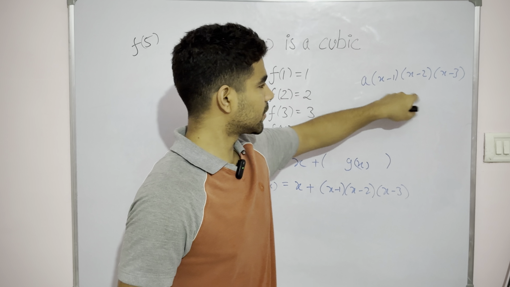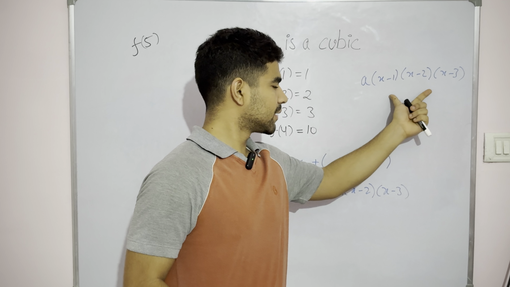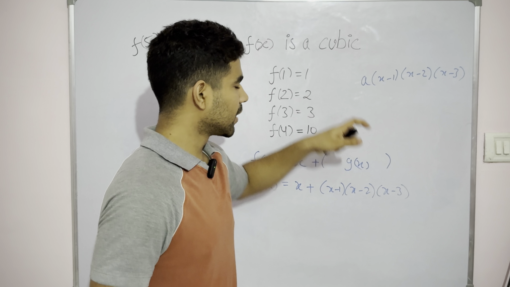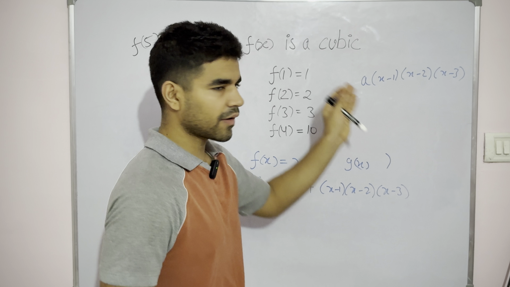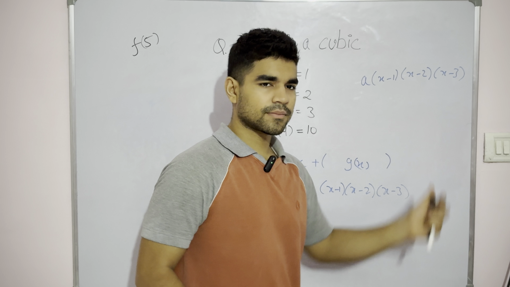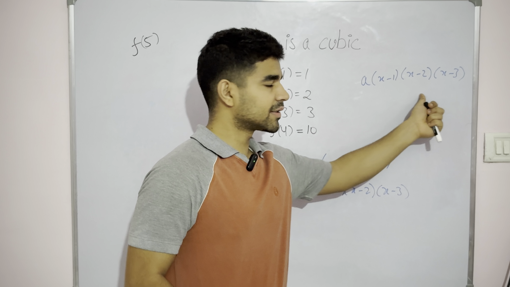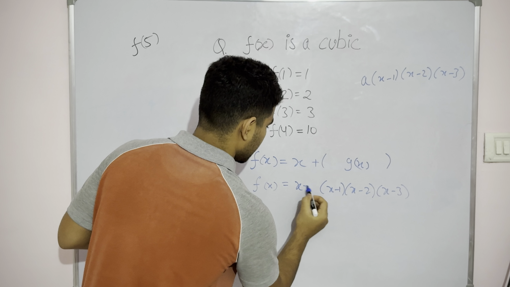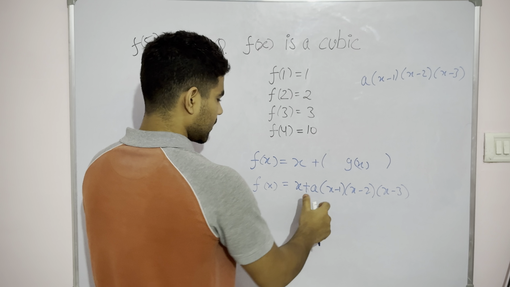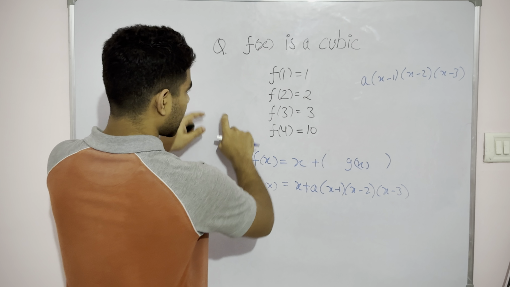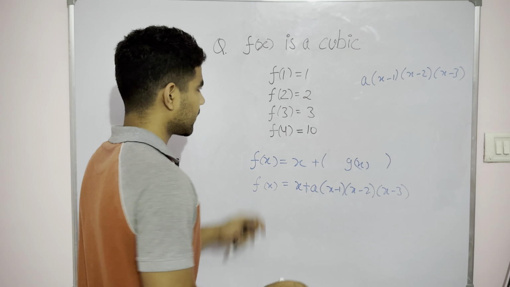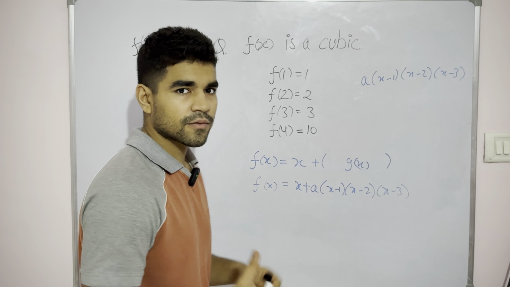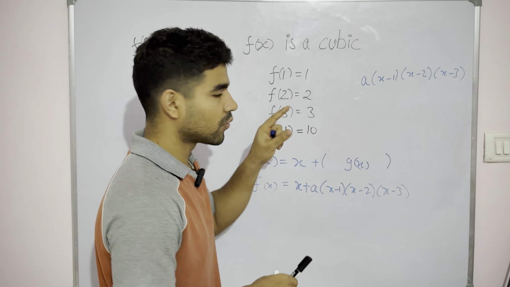If you simply open this bracket to make an equation, you will get a coefficient of a in every term, but it will still satisfy x equal to 1, 2, 3. Here also, if you write a, the equations for f(1), f(2) and f(3) will all again be satisfied. Now we will use our fourth piece of information, which is f(4) is equal to 10.